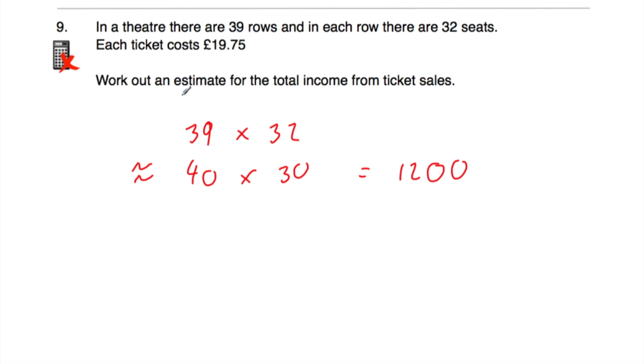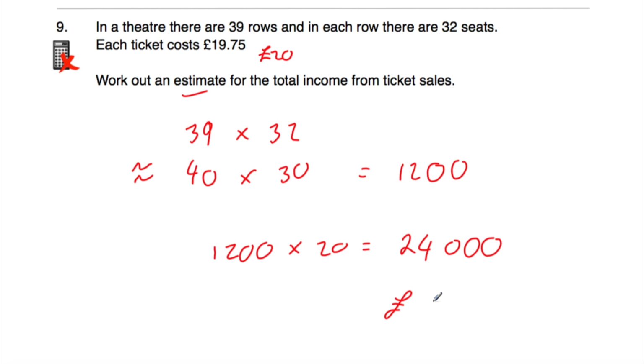But because it's an estimation question, what we're going to do is use £20. I'm going to round that to £20. And I'm going to take the number of seats, which is 1,200, and multiply that by 20. And that'll be our estimate for the total income from ticket sales. Now 12 times 2 is equal to 24, and then add on our 3 zeros, that would be £24,000. So our estimate for the total income from ticket sales would be £24,000, and that's our estimate. And that's it.